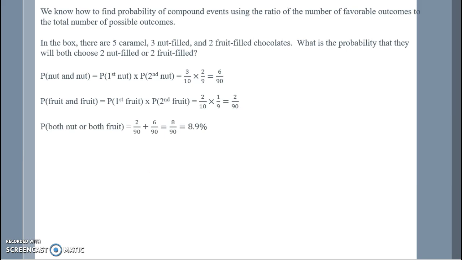So if the first student chooses fruit, there are 2 out of 10 which are fruit. And if the second also chooses fruit, one of the fruit's already gone, so I only have 1 out of 9 chocolates left to choose from, which are fruit. So 2/90. Again, we add them together. So 2/90 plus 6/90 is 8/90, or 8.9%.